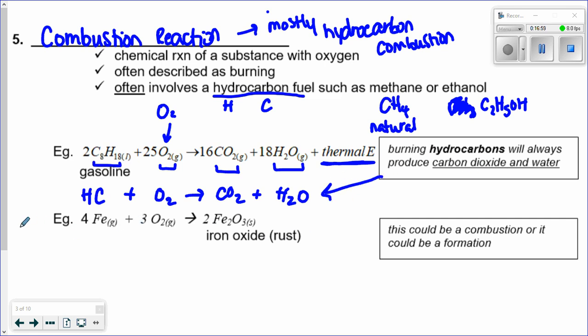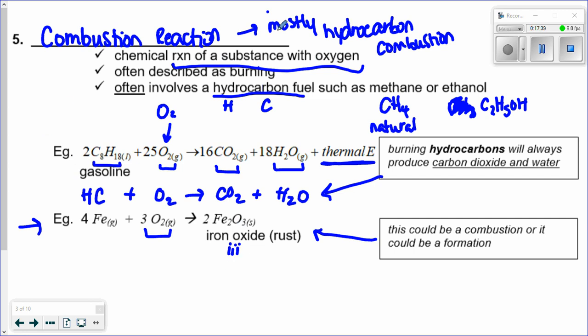These ones as well. The next one says reaction of a substance with oxygen. Sometimes these are classified as combustion. I'd say 99% of the time that this is actually a formation reaction, because we have iron plus oxygen produces iron oxide, which should be iron(III) oxide, which is rust. Sometimes this will be called a combustion reaction because, again, it's something reacting in the presence of oxygen to produce a new compound.